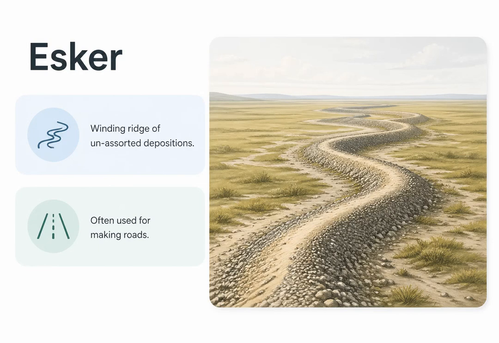An esker is a fascinating feature. It looks like a winding, twisting embankment running across the till plain. It is a ridge of unassorted rock, gravel, and clay that was deposited by meltwater streams flowing through tunnels underneath the glacier. Because they form natural, elevated pathways, eskers are often used for making roads.